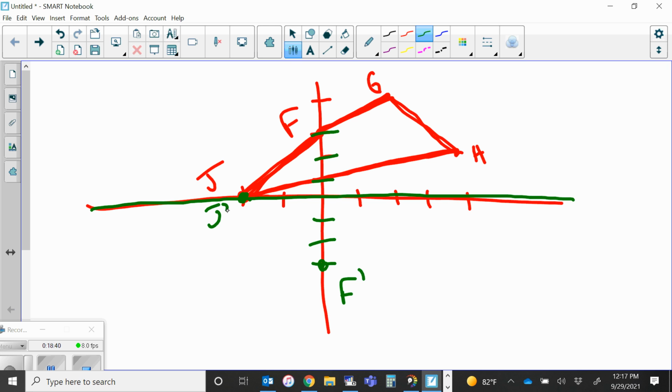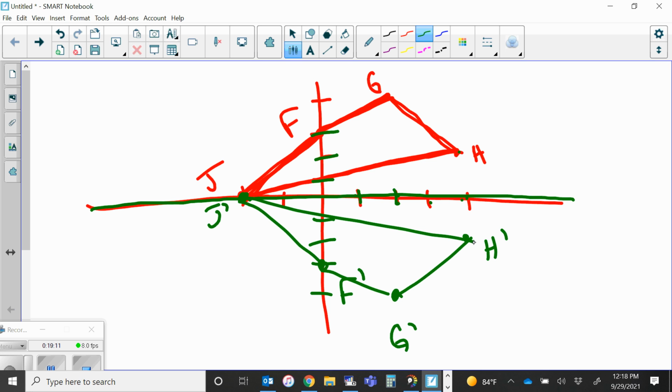Where is G? What is the ordered pair for G, the original? 2 comma what? 4. What is my new one going to be? No. 2, -4. So 1, 2, -4. And that's going to be my G prime. And then instead of 4, 2, I'm going to go 4, -2. And there's my H prime. And there is my reflection of that shape.